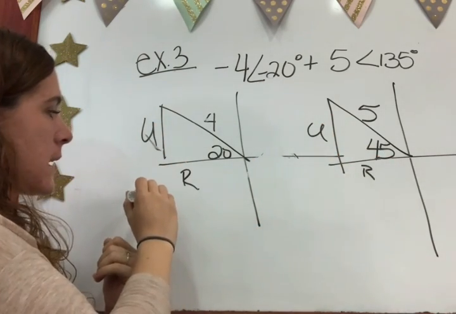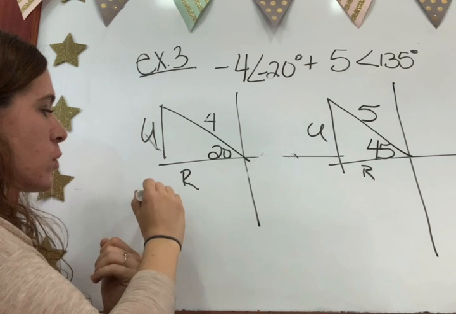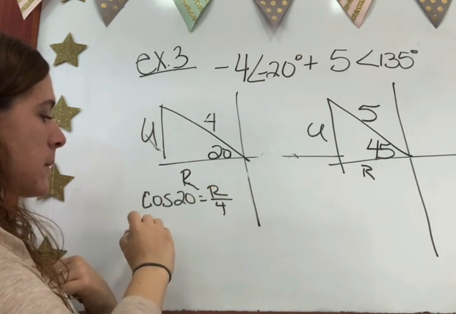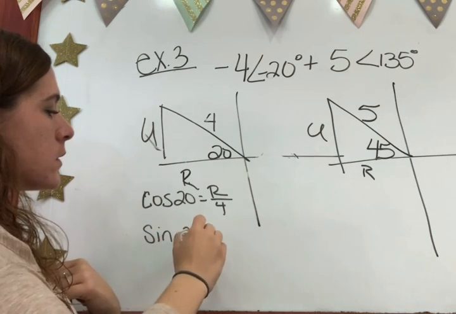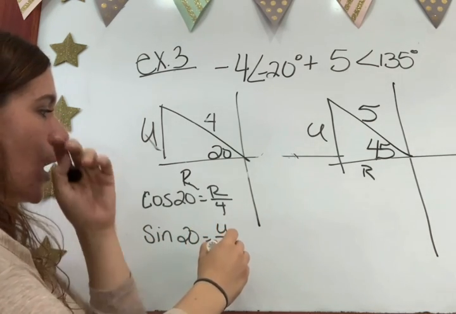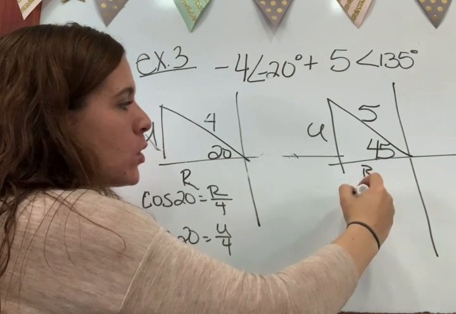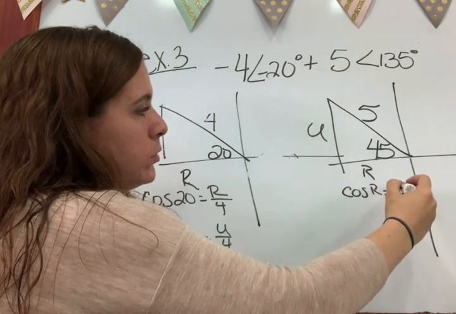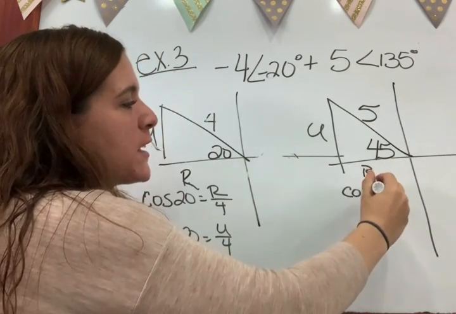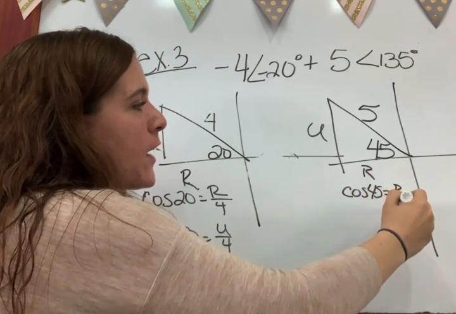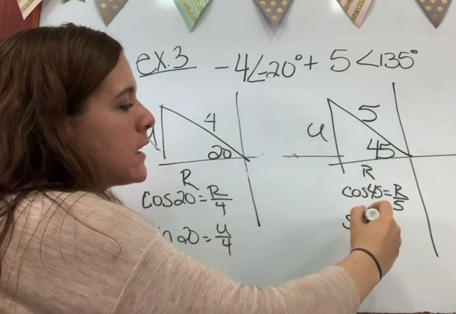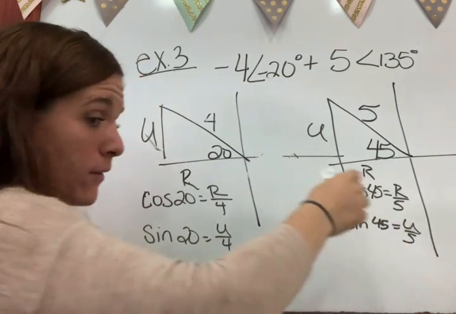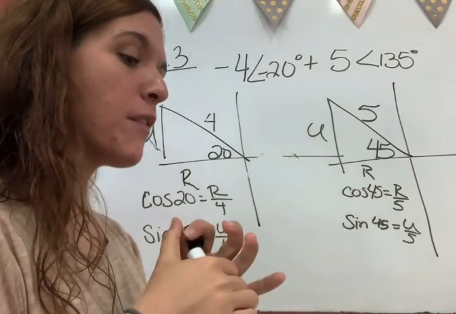My R is going to be cosine 20 equals R over 4. My U is going to be sine 20 equals U over 4. Over here it's going to be cosine 45 equals R over 5, and sine 45 equals U over 5. We find all of our stuff.